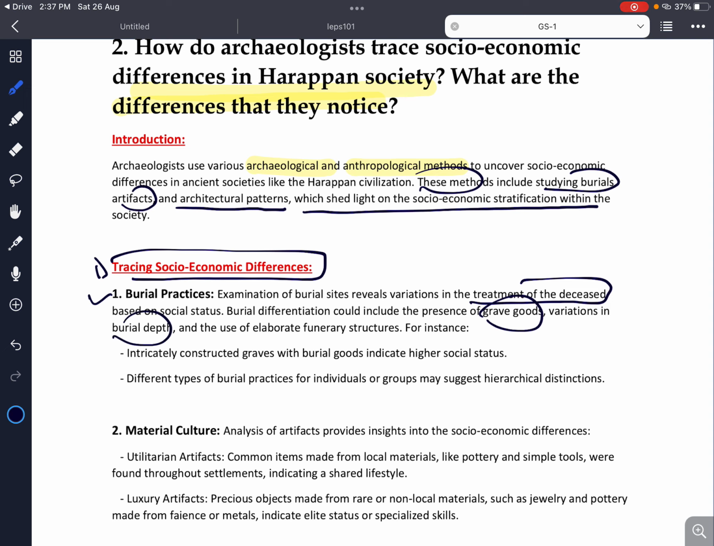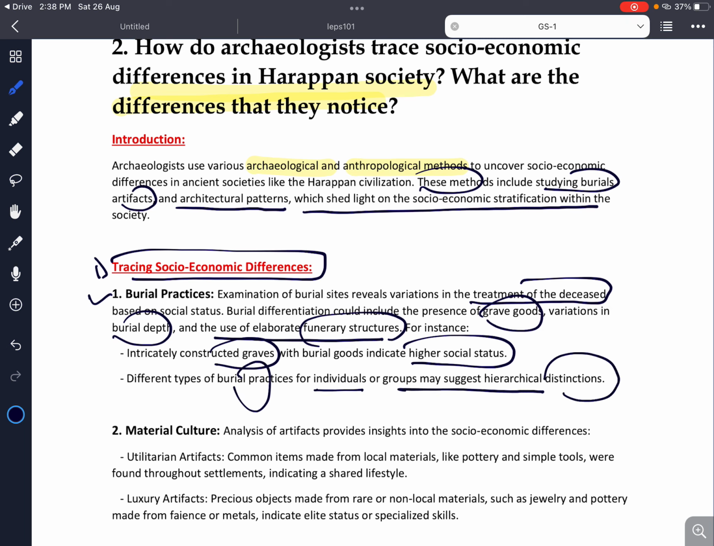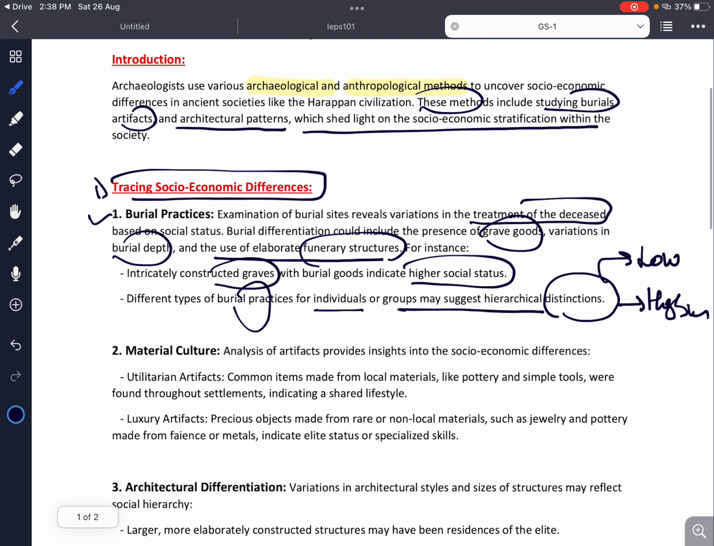Variations in the burial depth and the use of elaborate funerary structures. For example, we can take an example for this. Intricately constructed graves means the man who was buried was of higher social status. And different types of burial practices for individuals and groups may suggest hierarchical distinctions. Lower strata and higher strata, right?